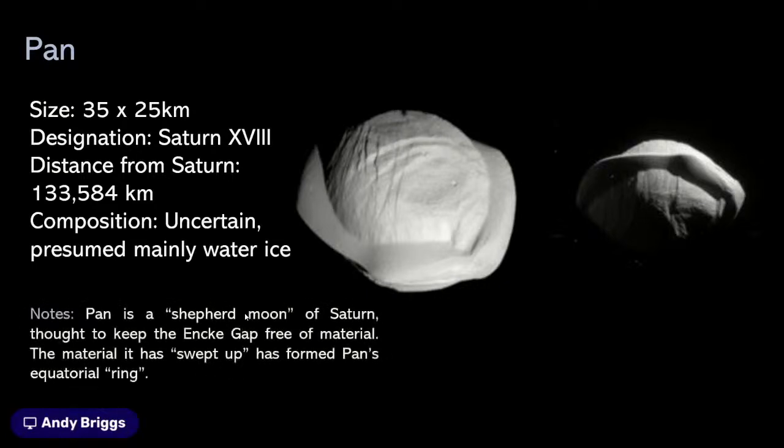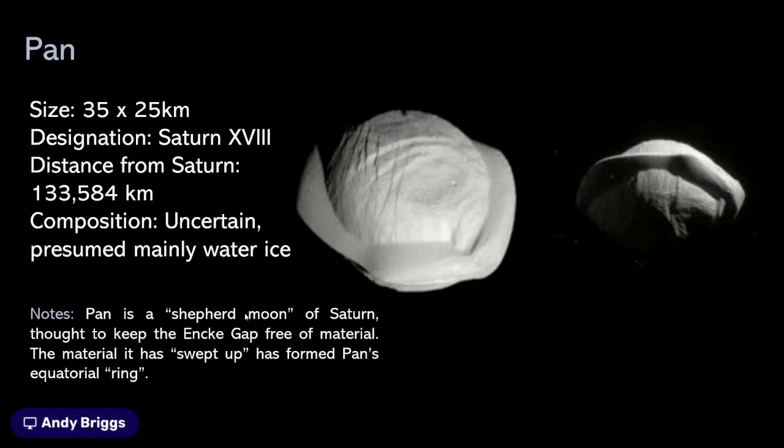And Pan is what we call a shepherd moon of Saturn, and a shepherd moon is one that literally confines one of Saturn's rings and keeps it as a ring so that it doesn't dissipate and spread out. In this case, what Pan does is keep the Encke gap, which is a gap between Saturn's rings, free of material. So it's sweeping up material from the Encke gap all the time.